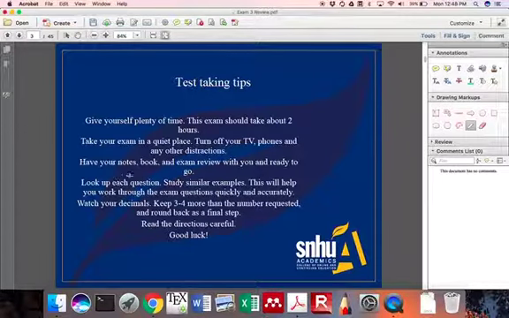Think about each question, look at similar examples, and you'll be able to work through the exam questions, I would say, more accurately and a little faster. And this is really good advice.